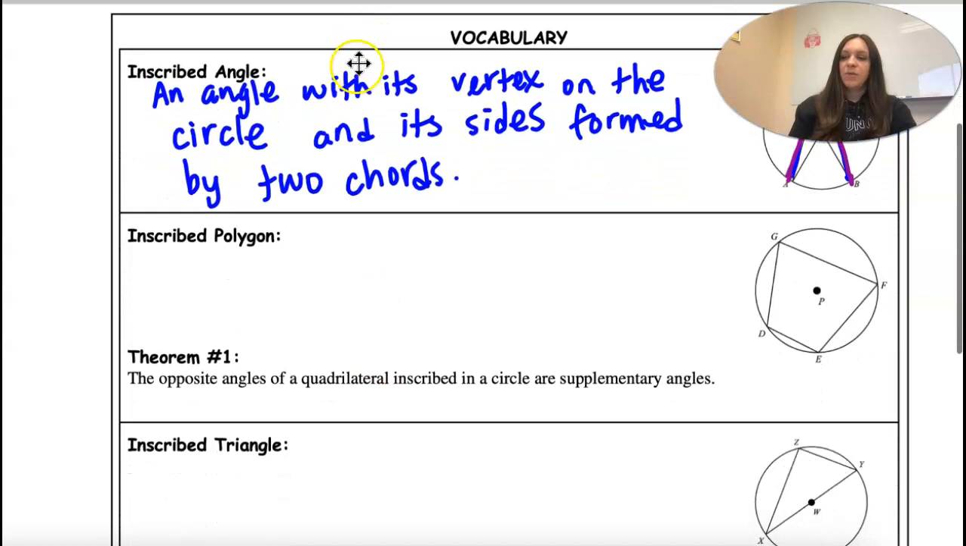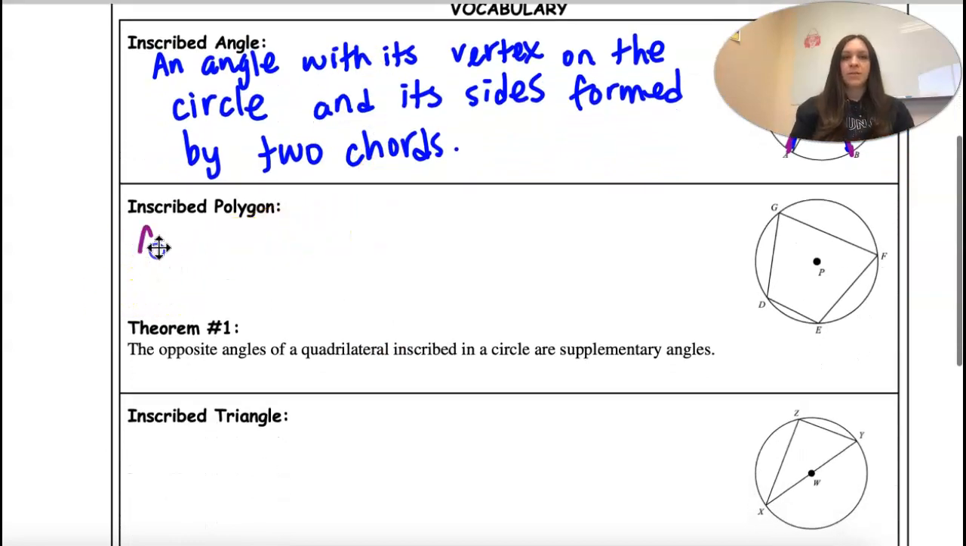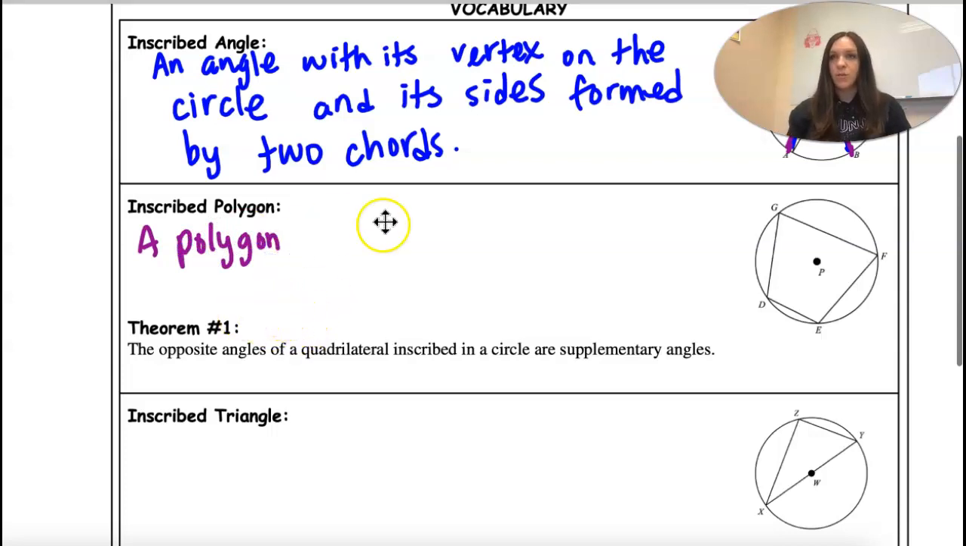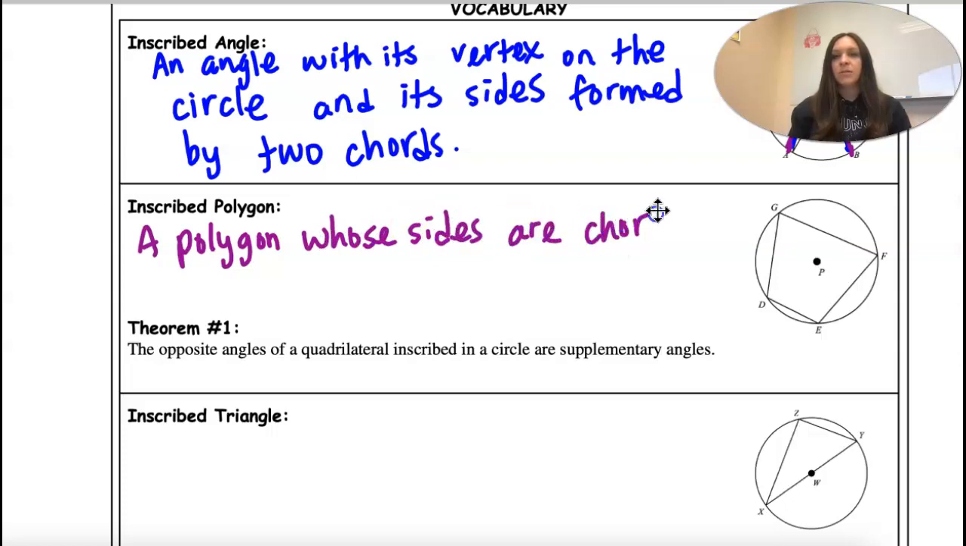Okay, inscribed polygon. So a polygon is just, it's not a triangle, but it has more than 3 sides. It could have 4 sides, 5 sides, 6 sides. A polygon whose sides are chords. Right here I have 1 chord, 2 chords, 3 chords, 4 chords. And that creates a quadrilateral inside this circle.